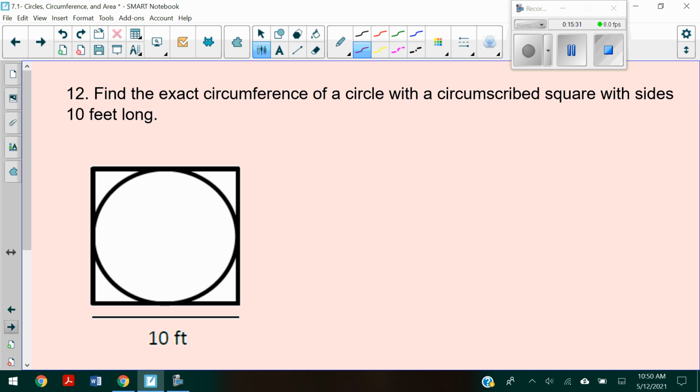Find the exact circumference of a circle with circumscribed square with sides 10 feet long. We've already been looking at a few of these problems. We know that this means that my diameter is 10. And if I want the exact circumference, I'm just going to say 10 pi. All right. There we have it, ladies and gentlemen.